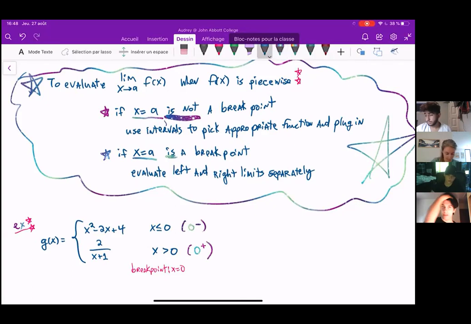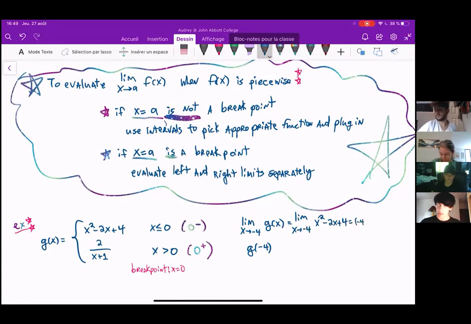Let's answer some questions. We'll start with -4. What interval do I need to go to for -4? The top one. So I replace x in g of x with -4, and then I plug in. And I get 28. And that's my final answer.